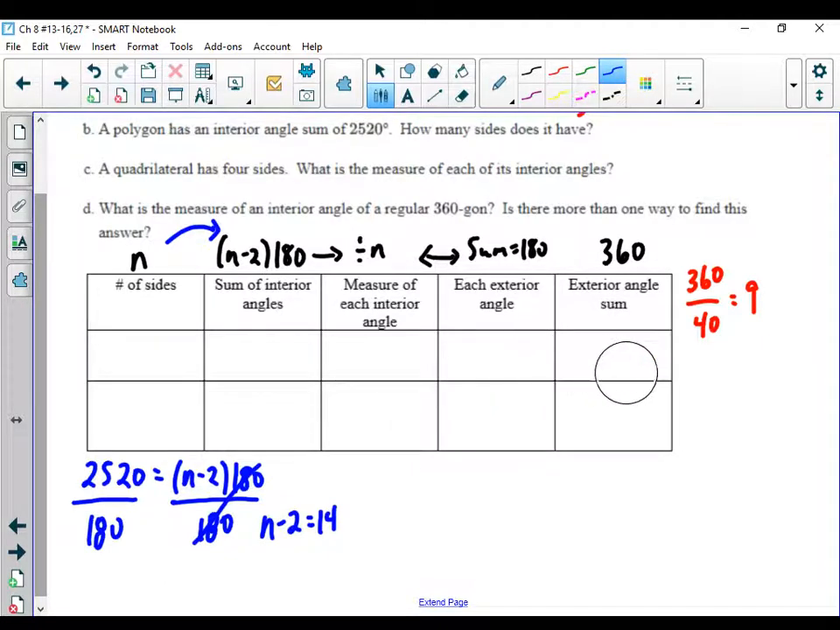The first one says that we have a quadrilateral that has 4 sides. So I know that. They want to know what's the measure of each of the interior angles. With a 4-sided figure, we can find the sum. So n minus 2 times 180 means really 2 times 180. We can find the measure of each one if we divide by how many sides we have, and we end up with 90 degrees.